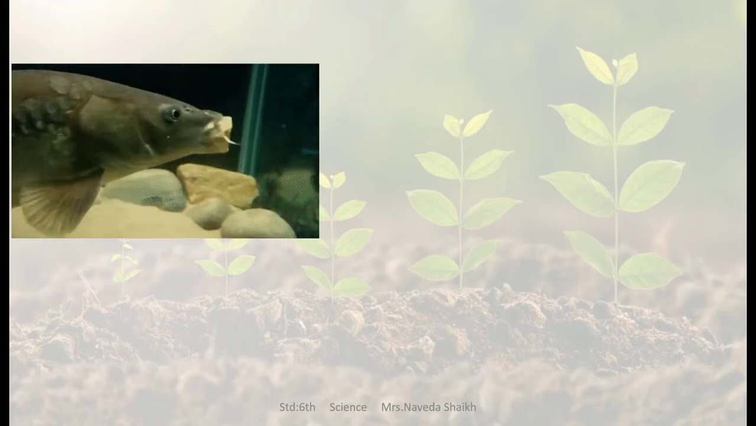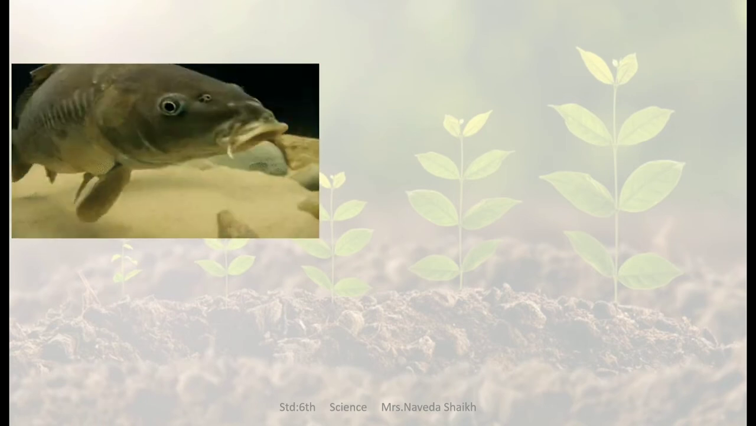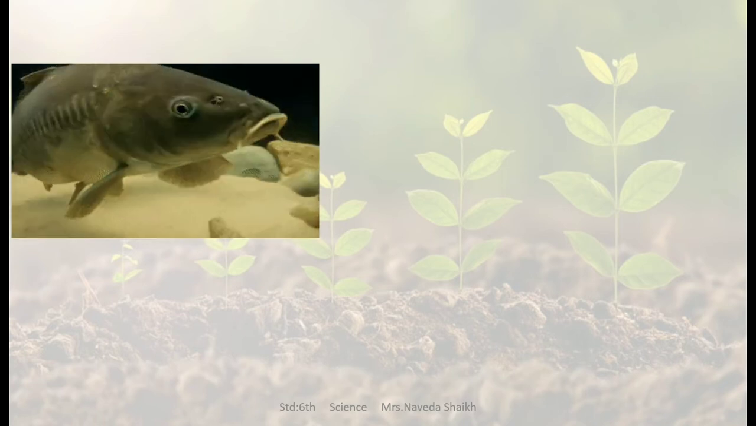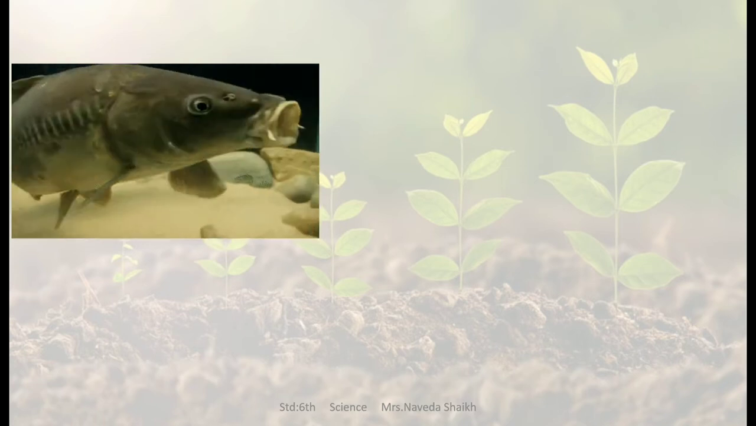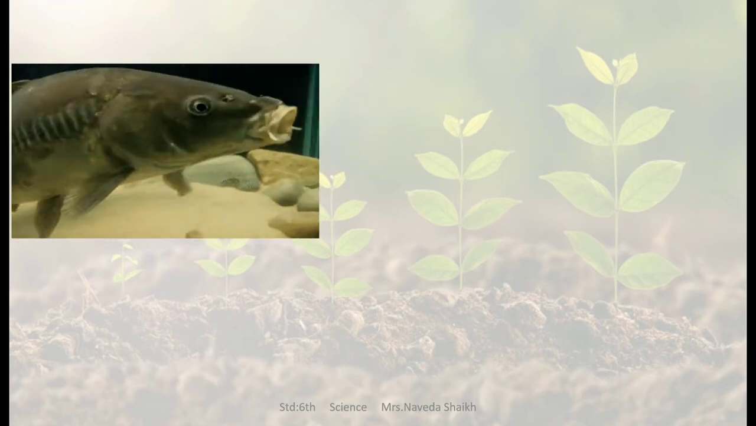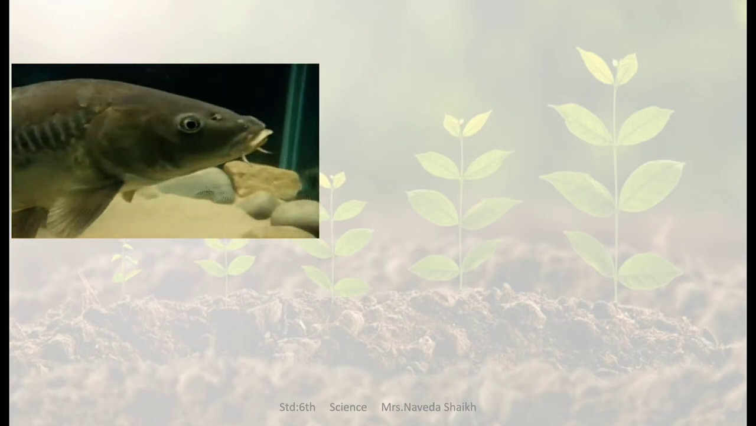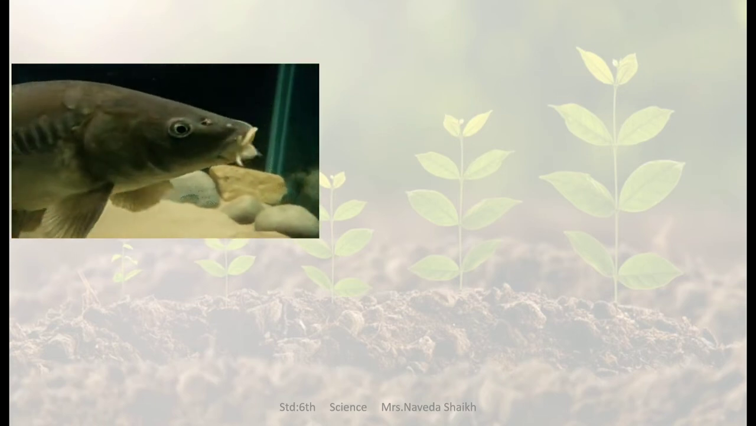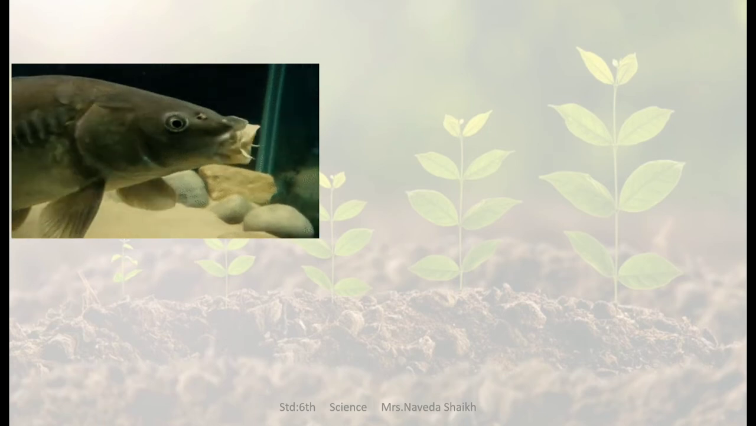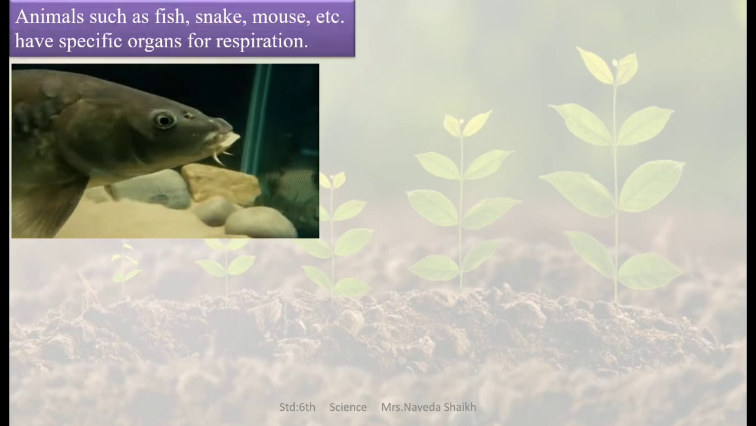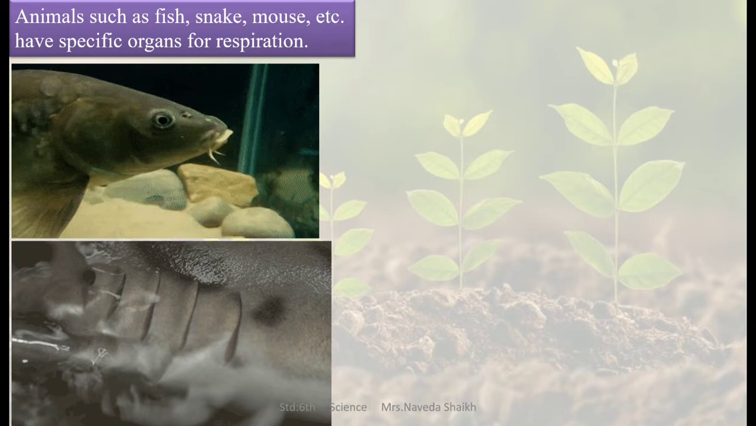Okay, so here you can see this fish. This fish has a special organ in its body for respiration. Now, they do not have lungs like us, because the water has oxygen dissolved in it. Okay, and they need a special organ to absorb the oxygen which is dissolved in water. So they have got gills in them. Okay, here you can see an image of the gills of the fish.